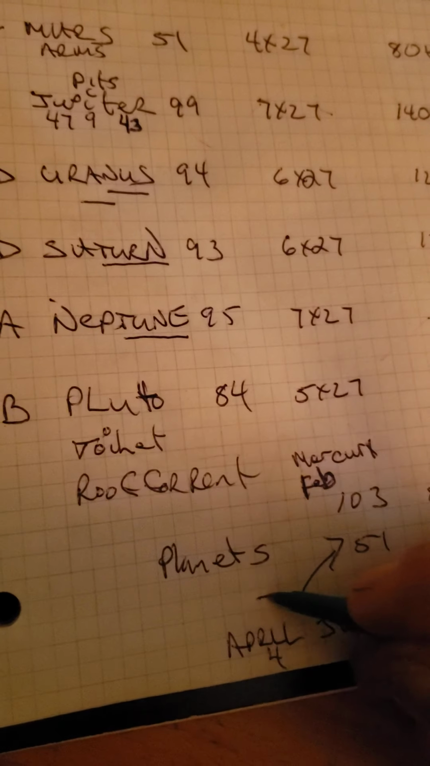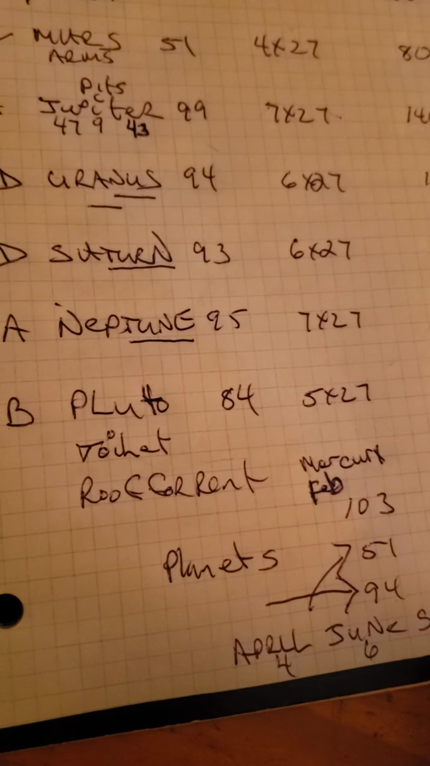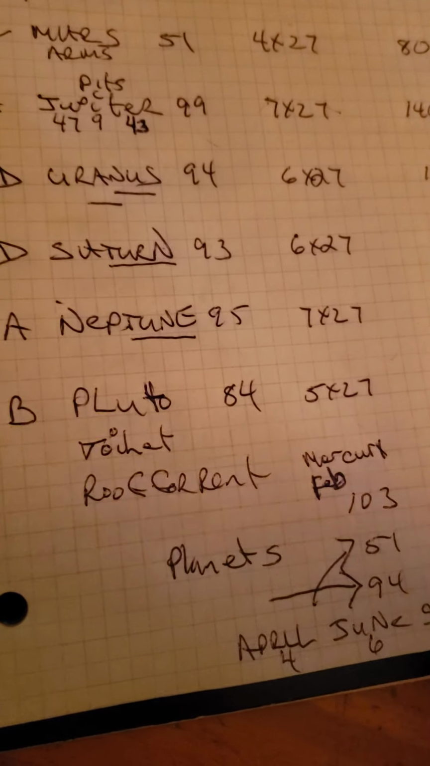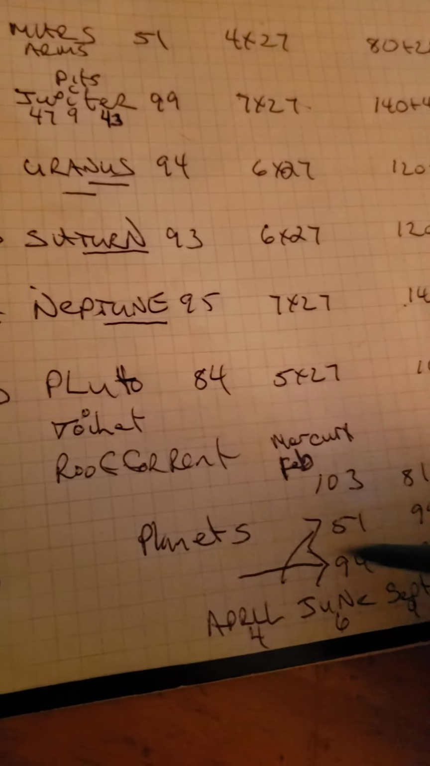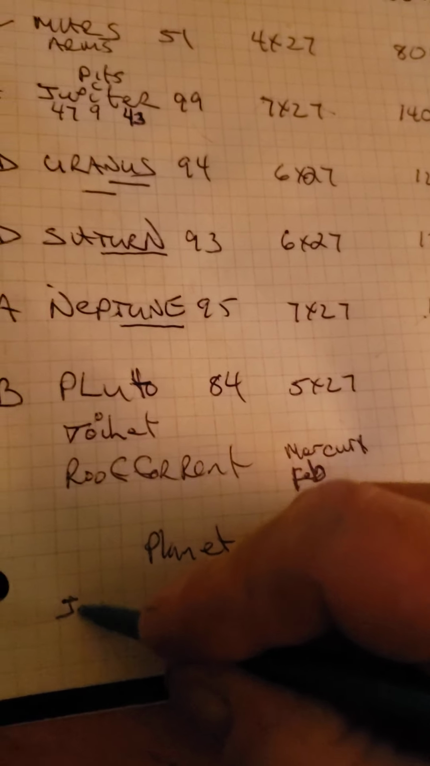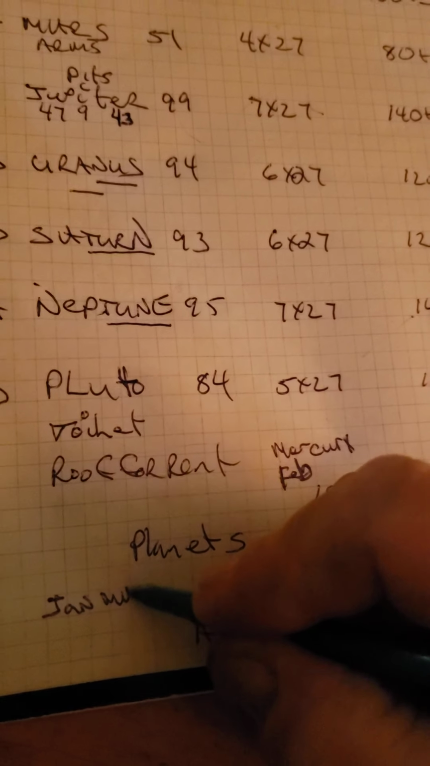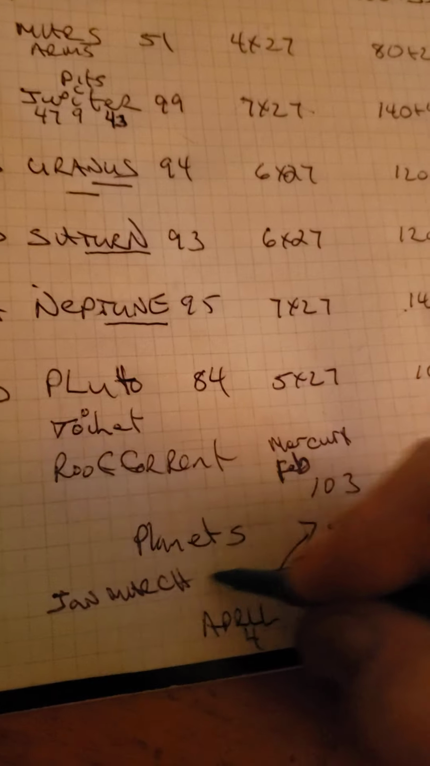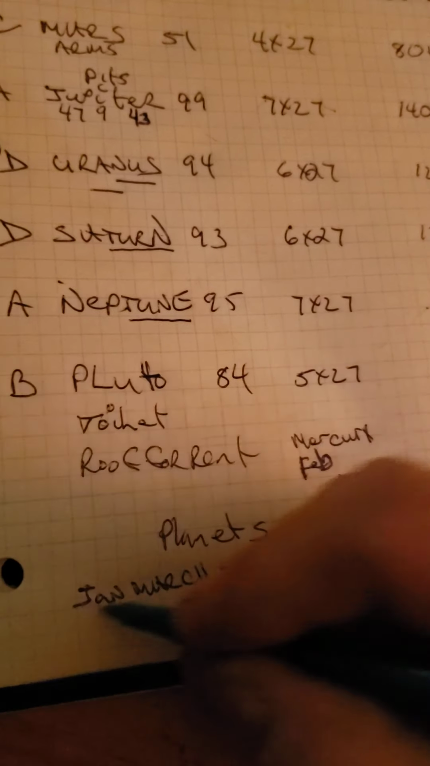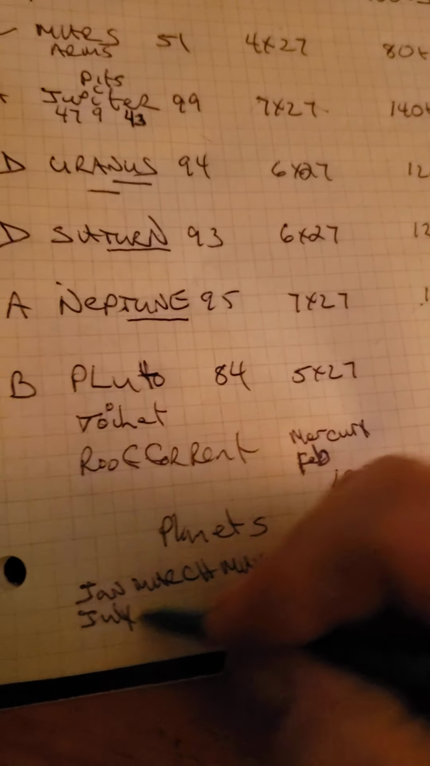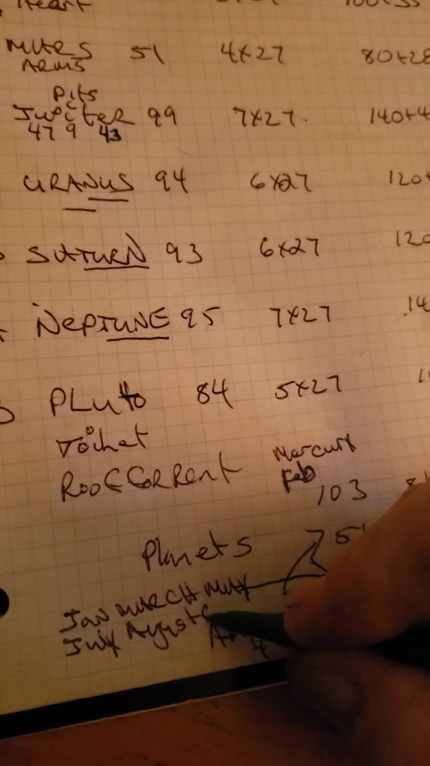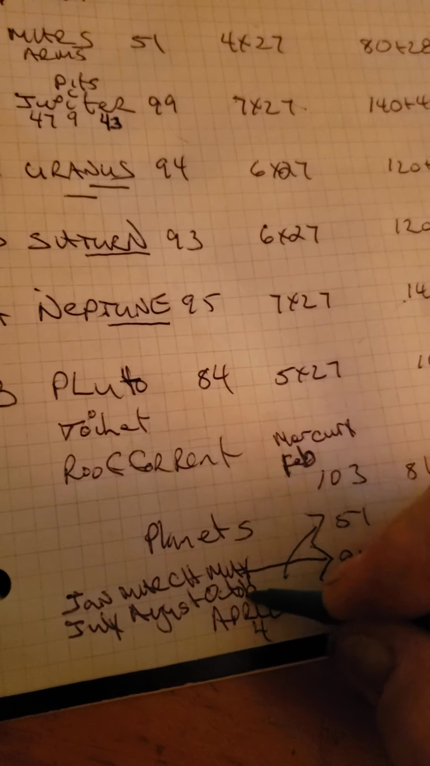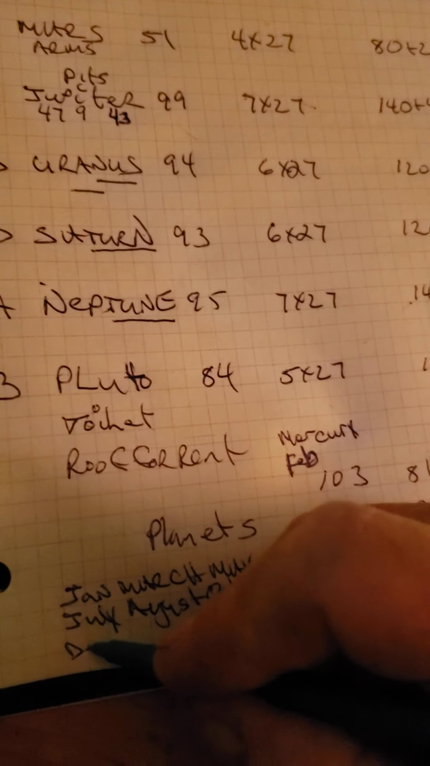And then Mars gets April, June, September, November, or the 4th, the 6th, the 9th, and the 11th month. And the Uranus gets the rest of the months, which would be, I'm not going to write them down, which would be January, March, May, July, August, October, and December.